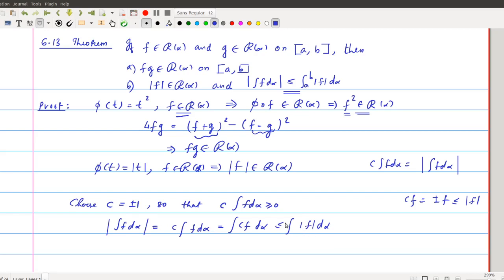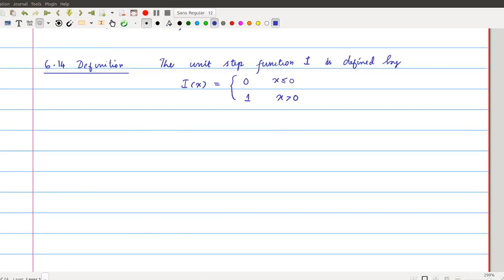Okay, so this proves that the modulus of the integral is less than or equal to the integral of the corresponding modulus. This proves theorem 6.13. Now we have definition 6.14. The unit step function, denoted by I, is defined by I of x equal to 0 when x is less than or equal to 0, and 1 if x is greater than 0.